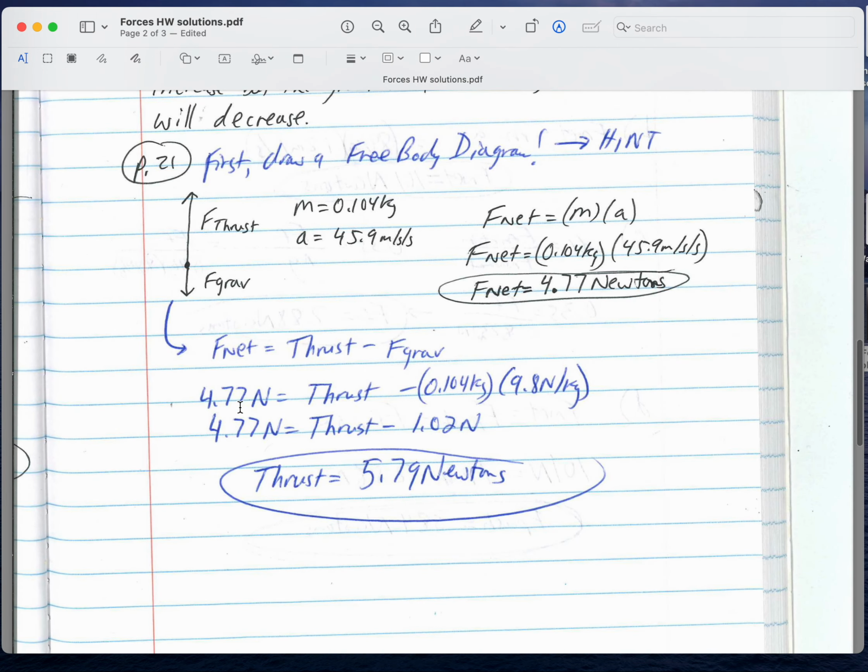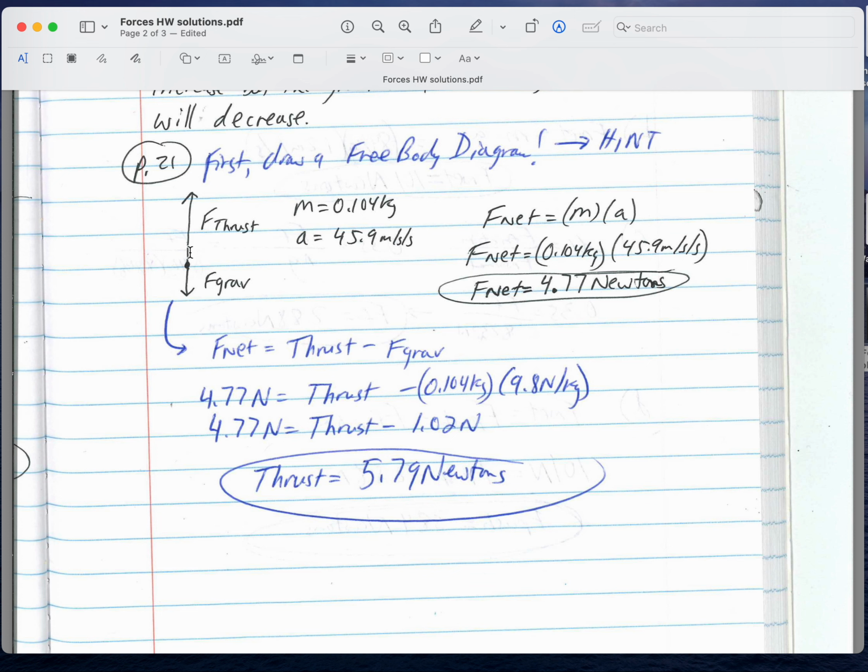P21, it says first draw a free body diagram here. So it didn't tell you to do that, but it helps me think about it. Because you're given the mass of the rocket and the acceleration, and you're asked to find the thrust. If you just multiply this by this, it won't get you the correct answer because there's another force acting on the rocket, and that's gravity.